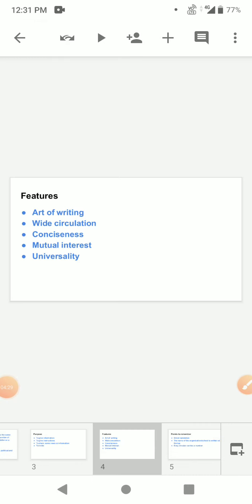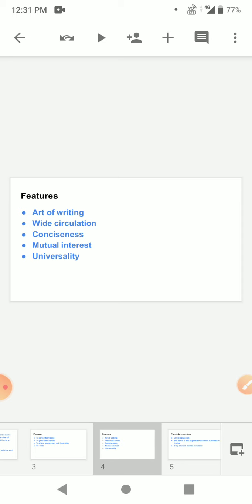If such a letter serves one side, then it may not be acceptable to the reader. So it should be designed carefully to serve the purpose. It should be catchy to hold the interest of the reader. One should not make use of unsuitable words.